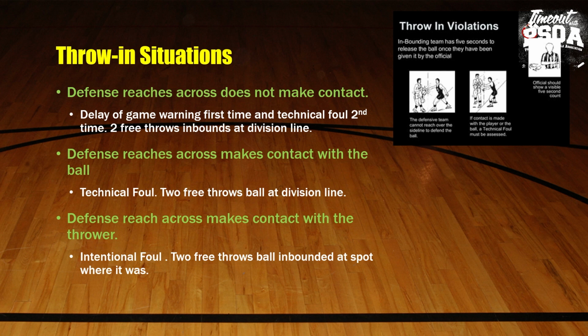Now, if the defense reaches across and makes contact with the thrower, typically on the arm, now we have an intentional foul. So it's a foul that prevented the clock from starting: 2 free throws, and the ball is inbounded at the spot where that ball was. So if we're at the backcourt end line, we're going to shoot the 2 free throws, come back to the end line, and inbound the ball.